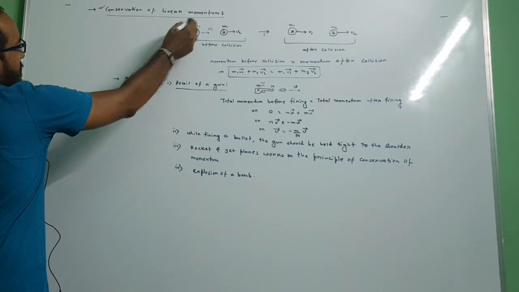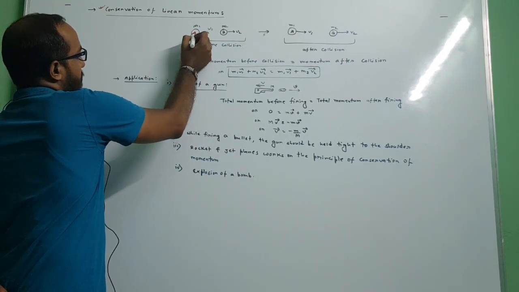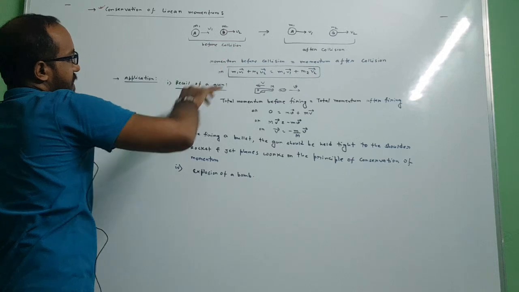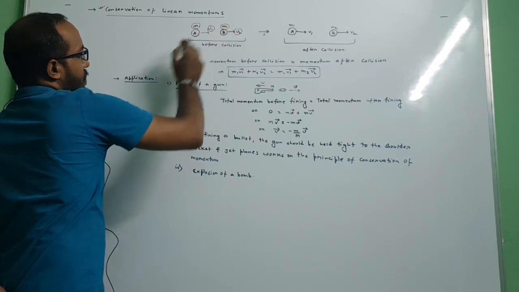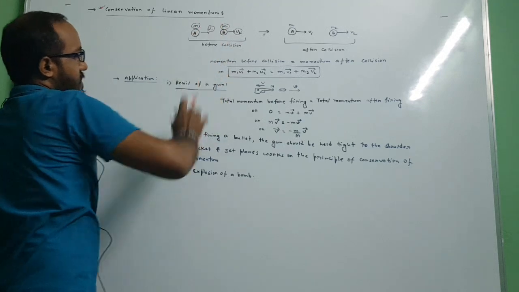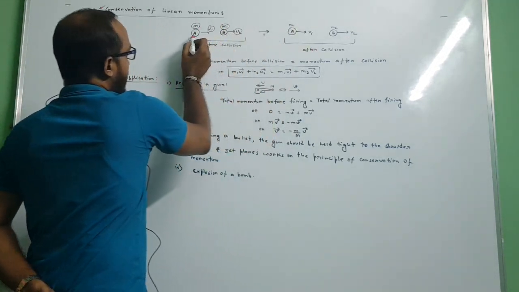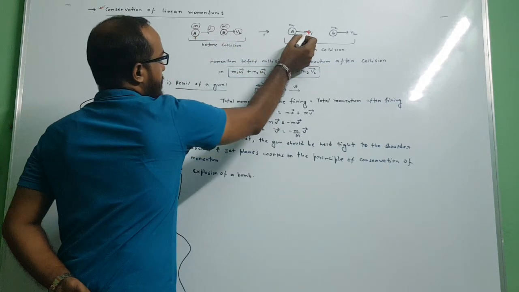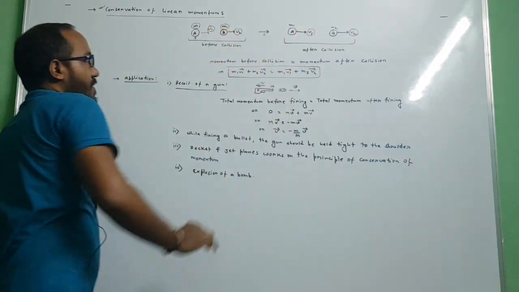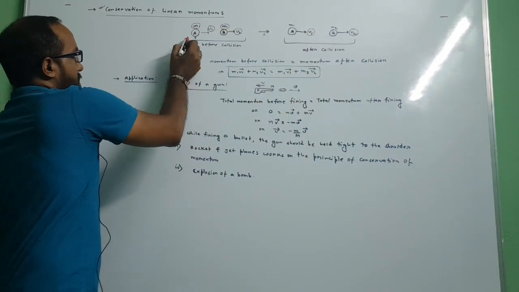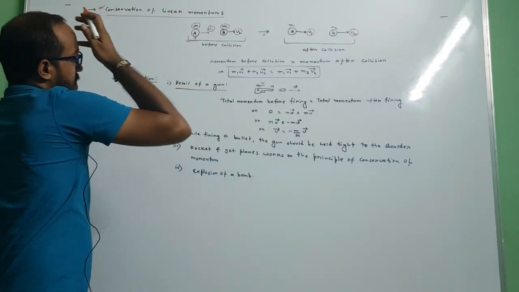First of all, conservation of linear momentum. See, these two particles, let us say object A and object B, are moving to the right hand side with initial velocities u1 and u2, and masses m1 and m2. After some time, A collides with B and they separate, and A gains some velocity, let us say v1, and B gains some velocity, let us say v2. So this is the condition before collision and this is the condition after collision.